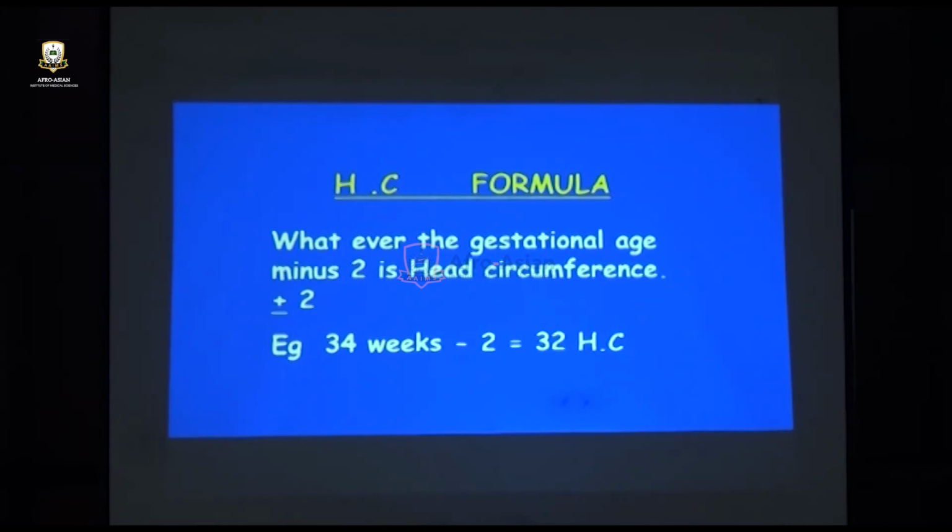It's a very important thing. So in this slide I've meant that if you minus 2 from the gestational age you get the head circumference, and if you add 2 to the head circumference, you get the gestational age. It works both ways.